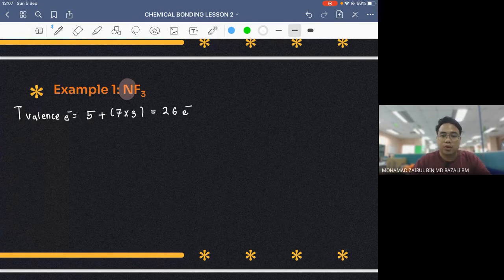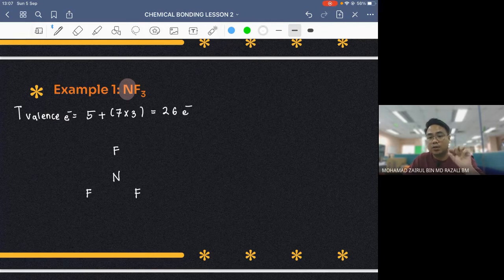Okay, now, you already calculated the total valence electron and we know that the nitrogen is the central atom. Kita susun the rough shape of the molecule. So we know that nitrogen is the central atom and then fluorine will become the terminal atom. Okay, and then the next step, awak kena draw a single bond between the terminal and central atom. So draw single bond.